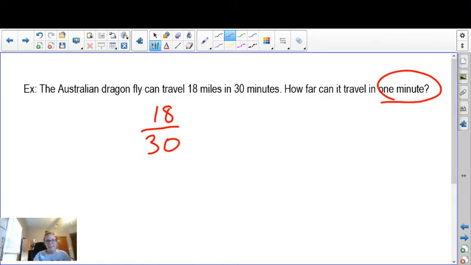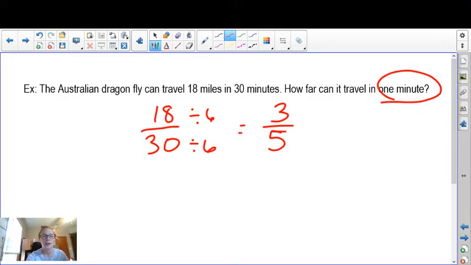No, I can't take 18 divided by 30. But what I can do is simplify this fraction as best as I can. And I know that 6 can go into both, so I'm going to divide both by 6. 18 divided by 6 is 3. 30 divided by 6 is 5. And 3/5 is the smallest I can get this.